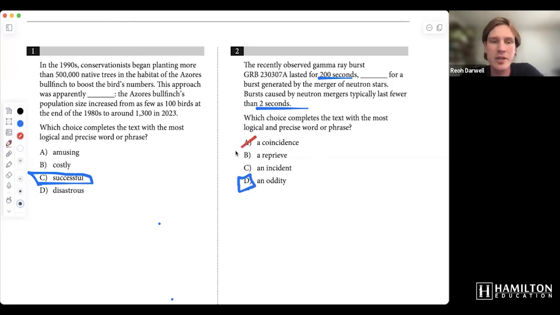A coincidence means two things happening at the same time. A reprieve means a break. Okay, we've actually seen this on one of the Hamilton tests. And an incident is just something happening, right? So though it is an incident, it isn't what we're trying to suggest with the logic of this passage, which is an oddity. So make sure you're reading the whole passage if you're missing a question like two. If you're not reading the whole passage, I can see how we can miss a question like this.